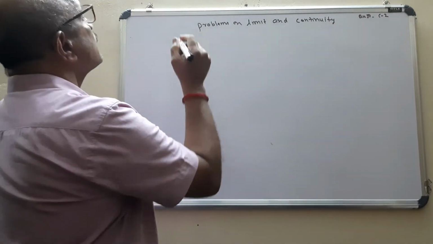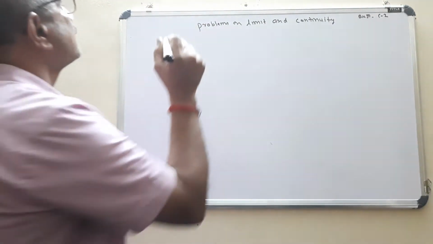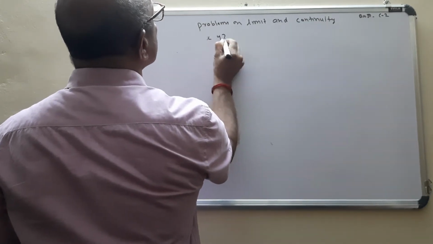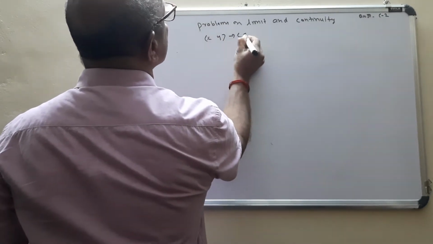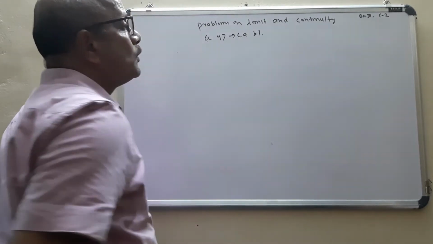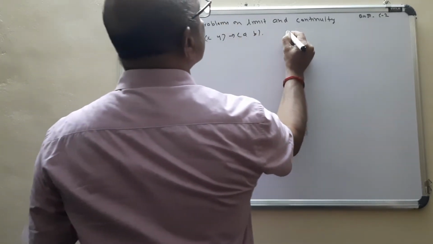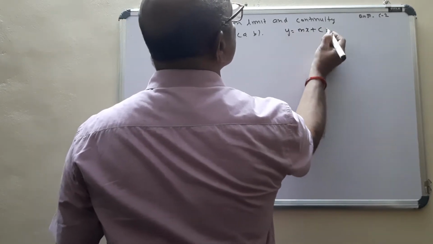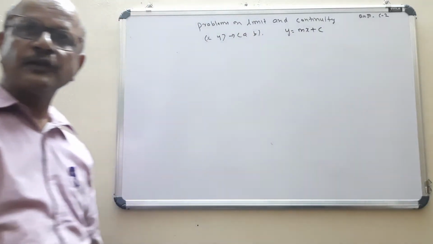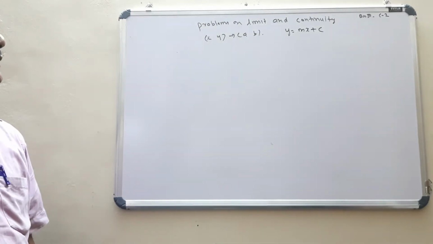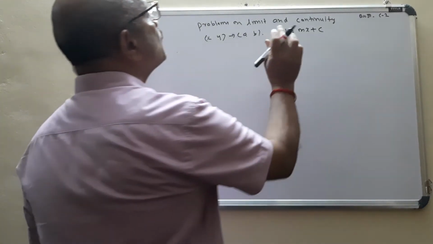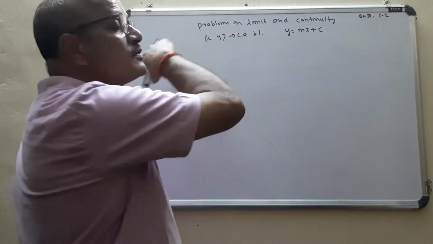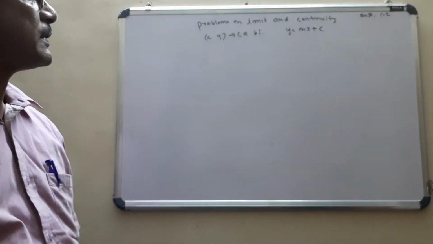Now, while solving the problem on limits and continuity, say if you want to find the limit or continuity of the function as (x, y) goes to (a, b), we have to make an assumption that y is equal to mx plus c. That is a straight line relation between the two variables. And while solving the limit, you have to replace y by mx plus c so that this is changed to a function of a single variable.